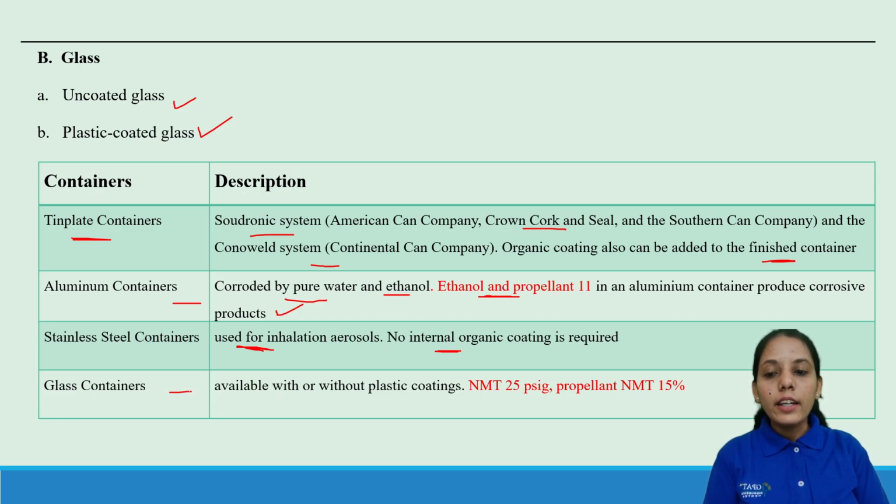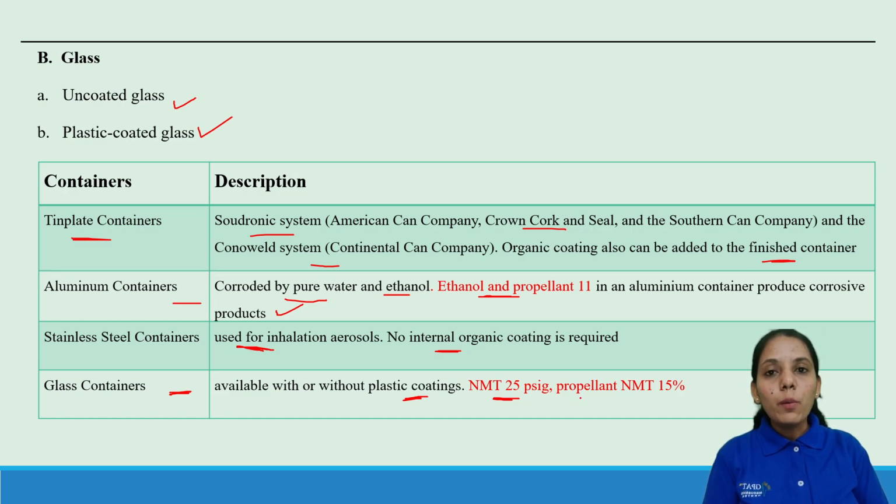Next is glass container. It is available with or without plastic coating. As we discussed, glass will have a different pressure to withstand, unlike the other metal containers. So it is 25 psig, not more than 25 psig.